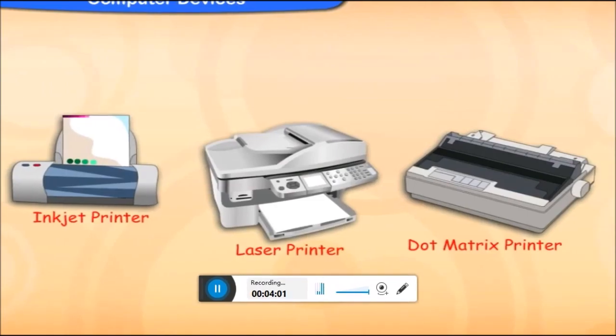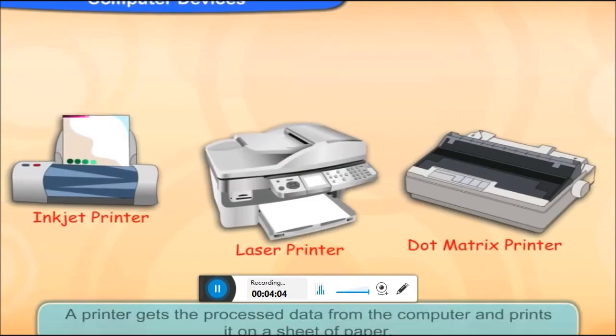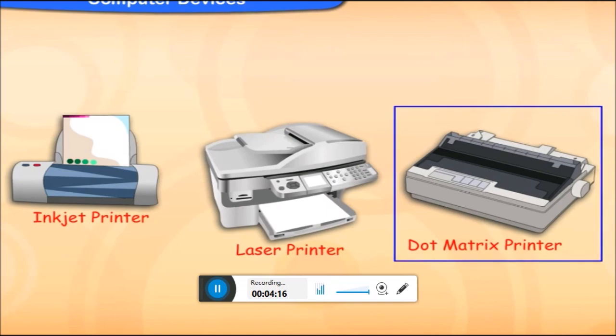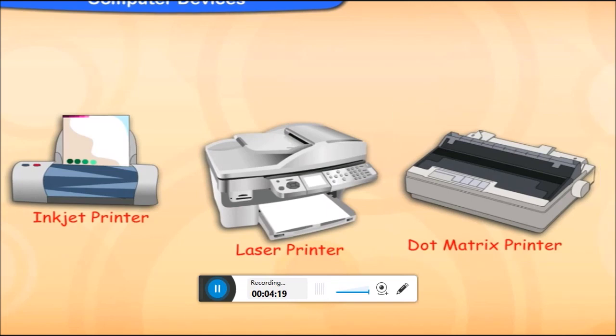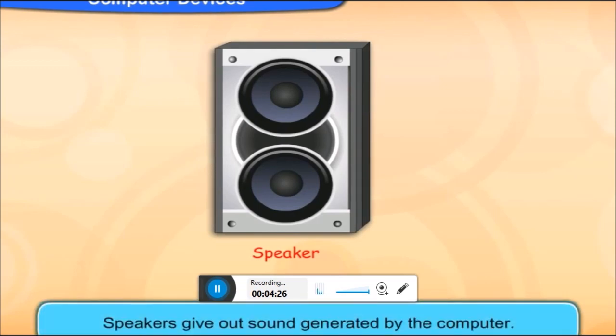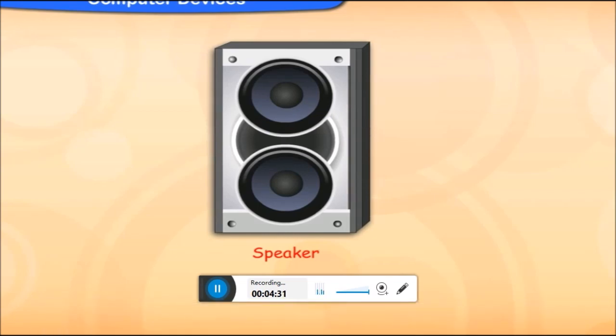A printer is another type of output device. It gets the processed data from the computer and prints it on a sheet of paper. Inkjet printers, laser printers, and dot matrix printers are 3 types of printers. Speakers used with computers are also output devices. They give out sound generated by the computer. Some computers have speakers built inside them and some have to be attached with wires.